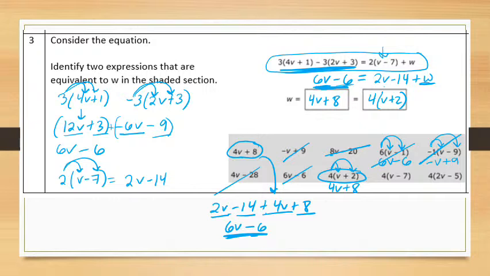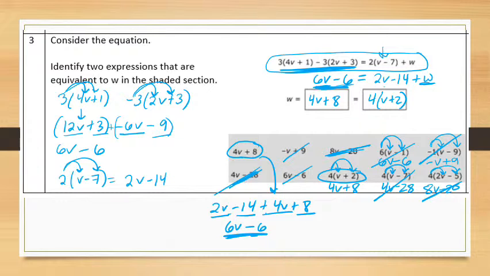Let's try the last ones just to make sure we can see if any others would work. So this would be 4v, and then 4 times minus 7 would be negative 28. And so 4v minus 28, I could actually see that didn't work over here either, so I know that's not going to work. And then over here, 4 times 2v is 8v. 4 times negative 5 is negative 20. And I actually recognize that up here as well. 8v minus 20 didn't work before. It's still not going to work. So that's one way to work through this problem.